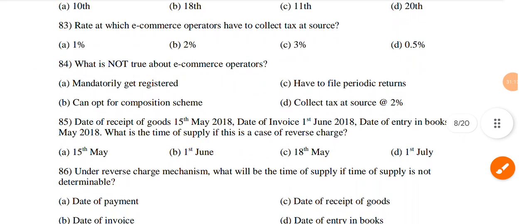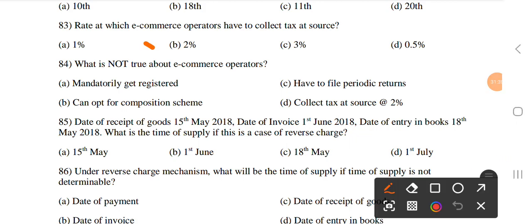Next question. Rate at which e-commerce operators have to collect tax at source. Option A 1%, B 2%, C 3%, and D 0.5%. The correct option is B, 2%.